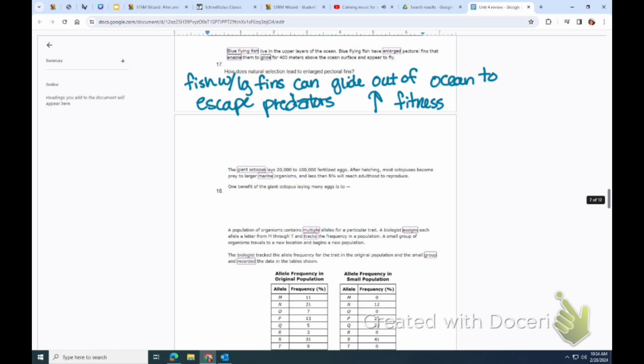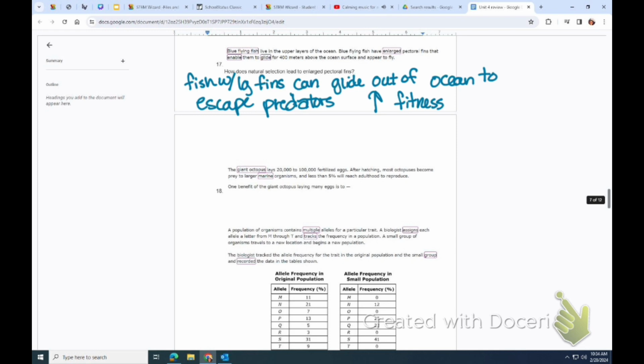All right, the next one says a giant octopus lays 20,000 to 100,000 fertilized eggs. After hatching, most octopuses become prey to larger marine organisms, and less than 5% will reach adulthood to reproduce. One benefit of the giant octopus laying many eggs is to... Xander's hand was up first. Tell me about it. To make sure the octopus have a larger survival rate.